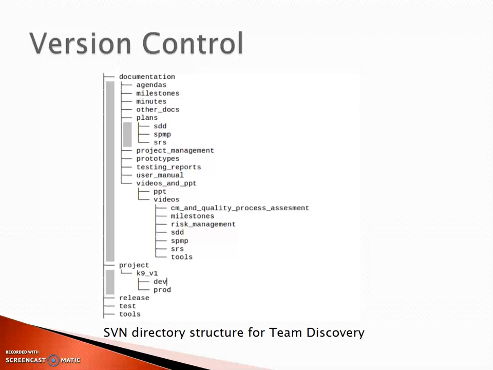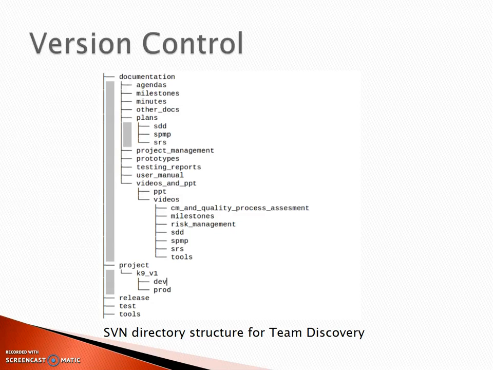All works are committed to the development folder, and once they are bug-free, they are moved to the prod folder by the configuration manager. Under release folder, we have all the releases that are submitted to the customer. We have releases for every milestone. Then test folder is used for all the testing related codes, and tools folder is used for the tools that we are using.